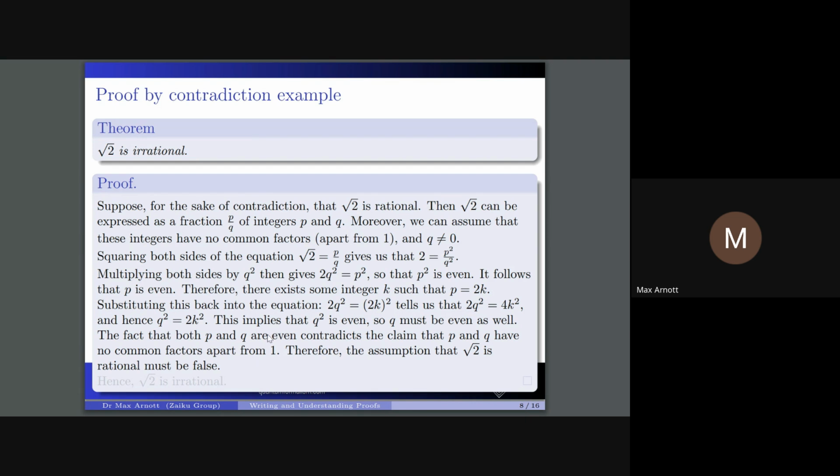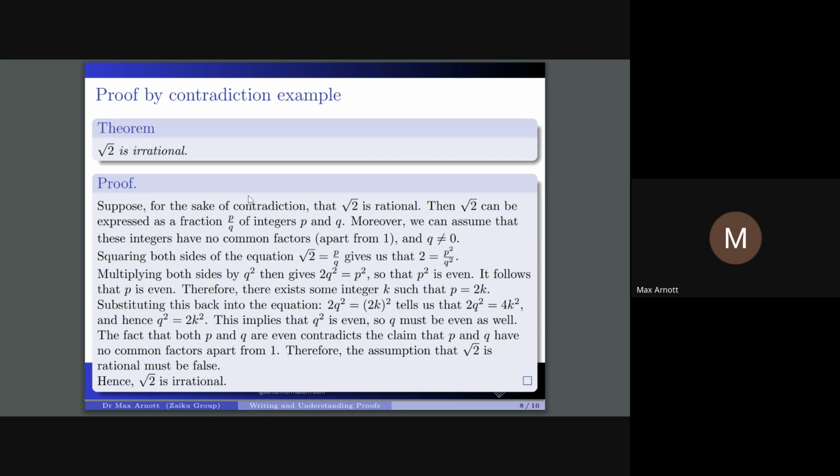Well, this gives us our contradiction, right? P and Q are both even numbers now. But at the start, we said P and Q could be the reduced form of the fraction, and they share no common factors apart from 1. But if they're both even, they have a common factor of 2. So the assumption that the square root of 2 is rational must be false. And hence, square root of 2 is irrational.